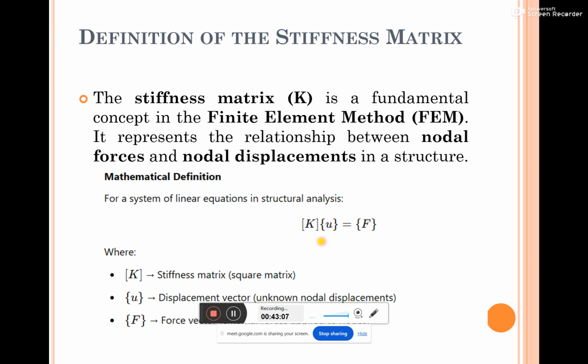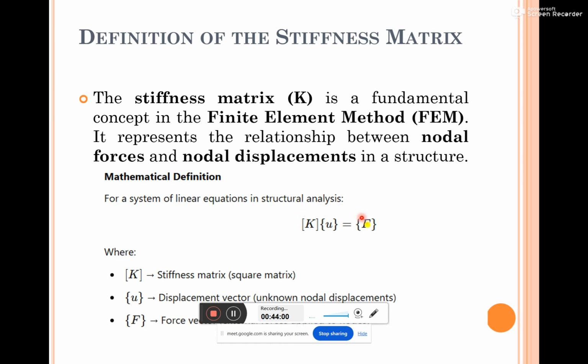Based on this condition, we can relate the nodal forces with F, and U is the vector related to the nodal displacements, and K is the stiffness matrix. So the higher the K, we can say that the material has good deformation resistance. You can note this equation. This is one of the important equations. The stiffness matrix represents the relationship between the nodal forces F and nodal displacement U. F is the force vector, U is the displacement vector, and K is the stiffness matrix.